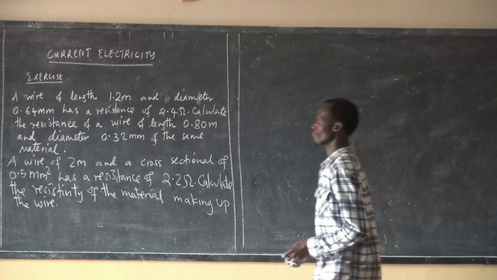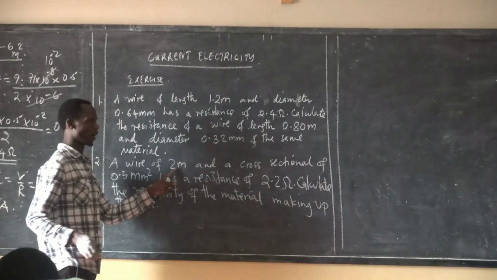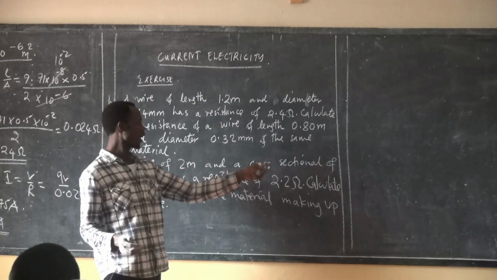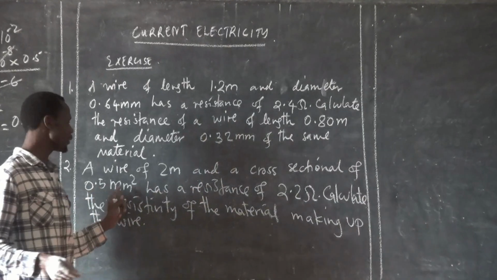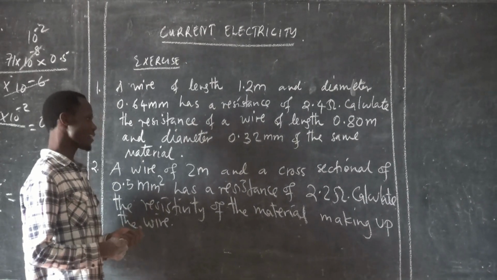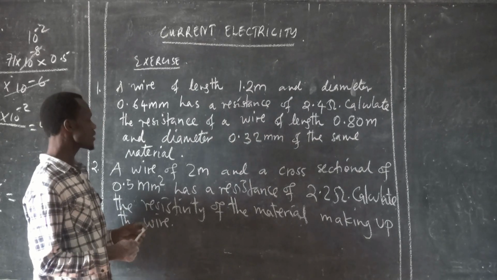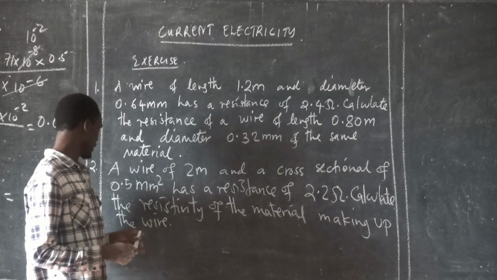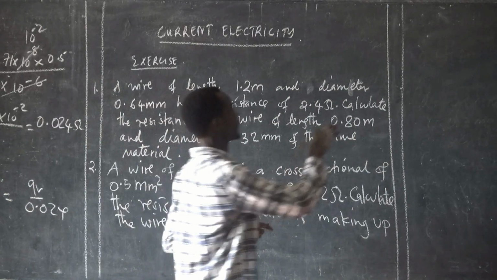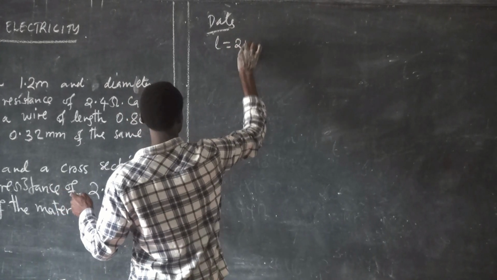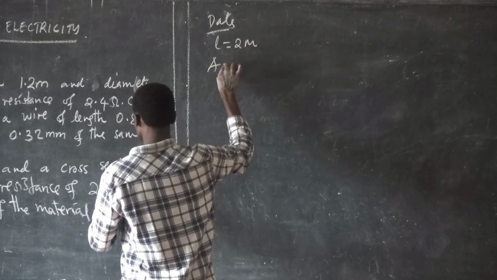Question number 2. A wire of 2 meter and cross-sectional area of 0.5 millimeter square has a resistance of 2.2 ohm. Calculate the resistivity of the material making up the wire. Data. Length of the wire is 2 meter. Cross-sectional area is equal to what?